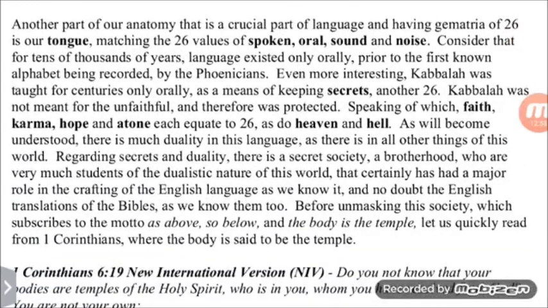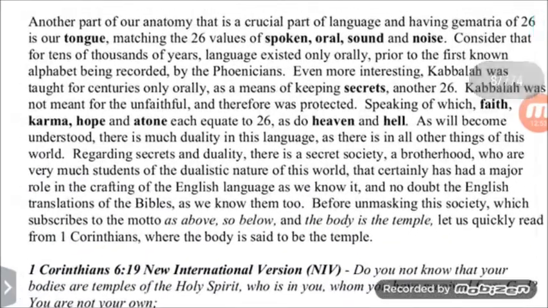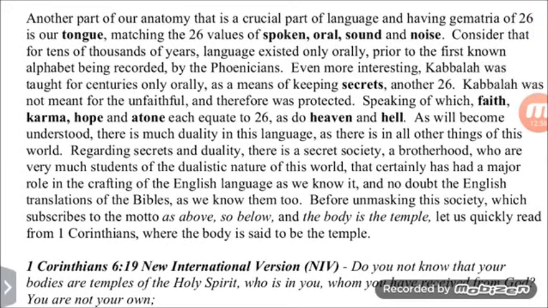Another part of our anatomy that is a crucial part of language and having gematria of 26 is our tongue, matching 26 values of spoken, oral, sound, and noise. Consider for tens of thousands of years, language existed only orally prior to the first known alphabet being recorded by the Phoenicians. Even more interesting, Kabbalah was taught for centuries only orally, as a means of keeping secrets, another 26. Kabbalah was not meant for the unfaithful, and therefore was protected. Speaking of which, faith, karma, hope, and atone each equate to 26, as do heaven and hell.